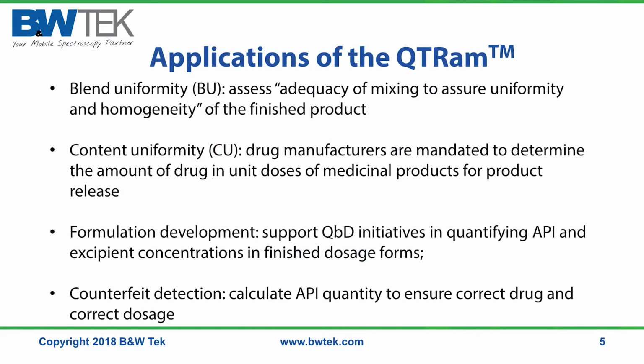So blend uniformity is actually the adequacy of mixing to assure that uniformity and homogeneity of the finished product is achieved. And content uniformity is a mandated test by all the regulatory bodies to make sure that your unit drug dosages are within a very specific label claim criteria. You can also use this system for formulation development to actually quantitatively analyze the excipients and active ingredients in your tablets or capsules, and also for counterfeit detection. So these are the four main uses or applications of the QTRam system.